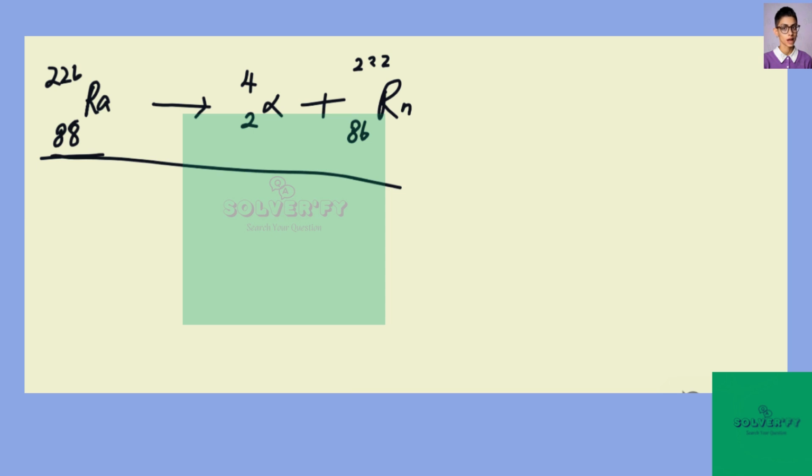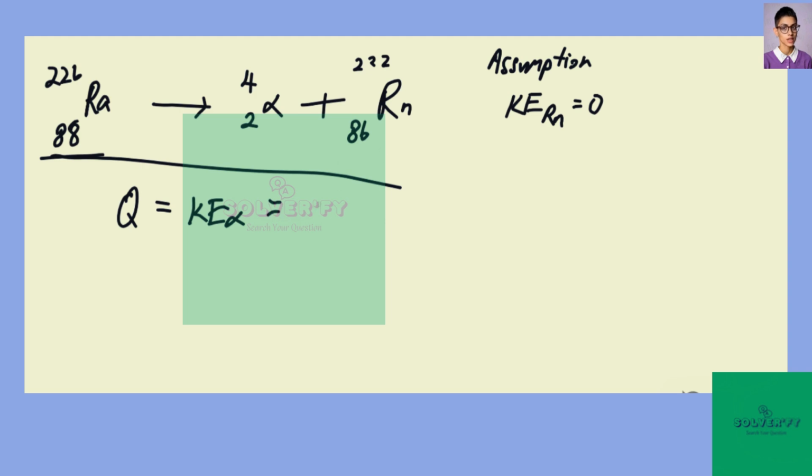Now for the next part, we need to find the kinetic energy of the alpha particle. The assumption is that the kinetic energy of the daughter nuclide, the radon, is equal to 0. So it doesn't move, and all the energy released in this decay reaction goes into our helium nuclide, the alpha particle. And so we can equate the Q value of this decay equation to the kinetic energy of our alpha particle.